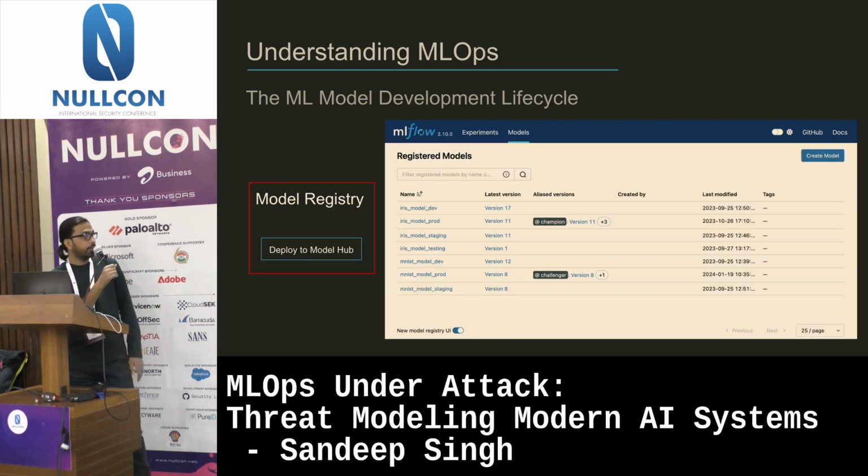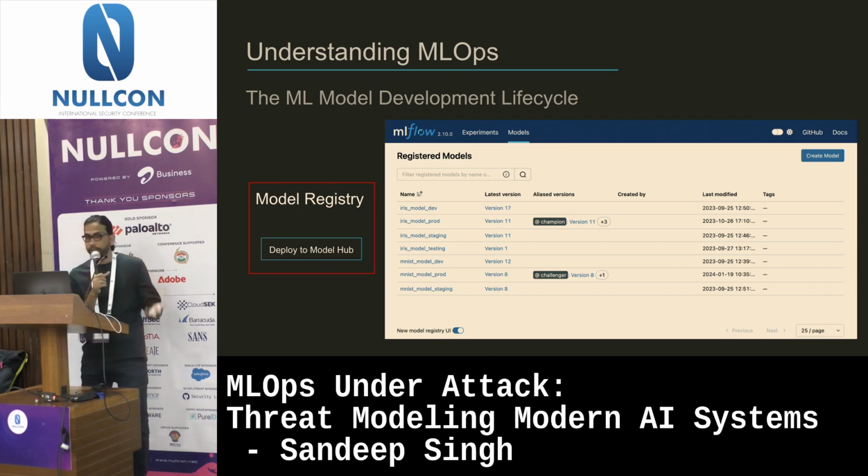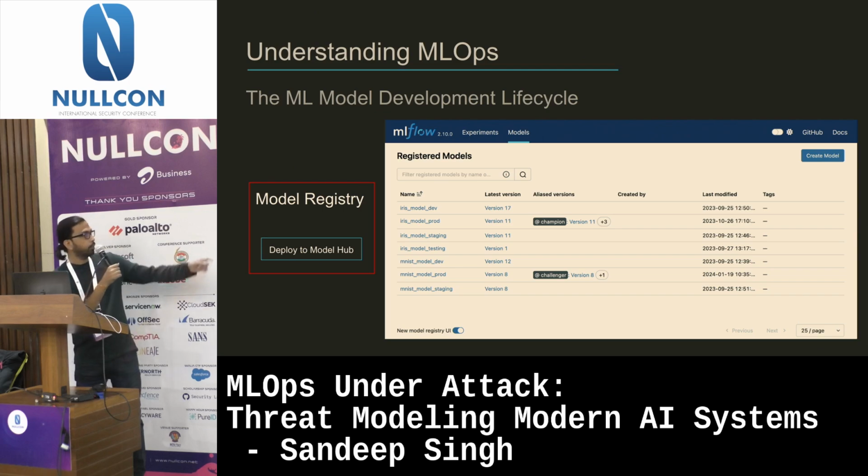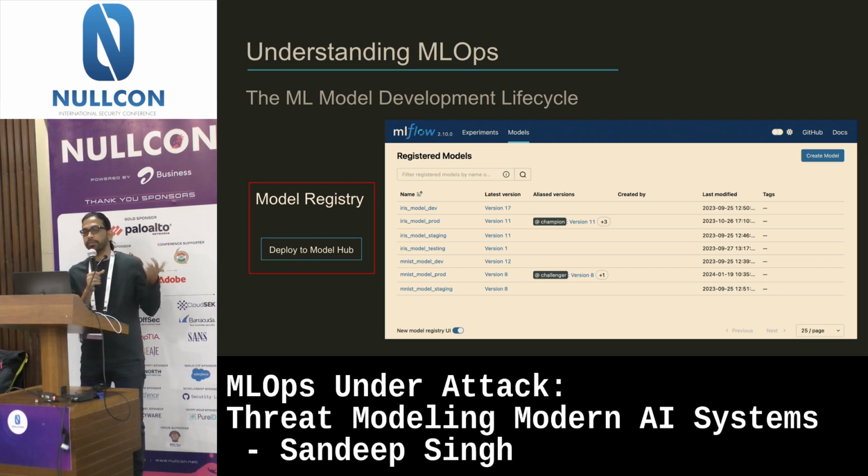Then once you've trained it, you would want to deploy it to a model hub. This is also called a model registry. So this is how it looks. You have different versions of the model: the dev version, the prod version, the staging version, 1.1, 1.7, etc.